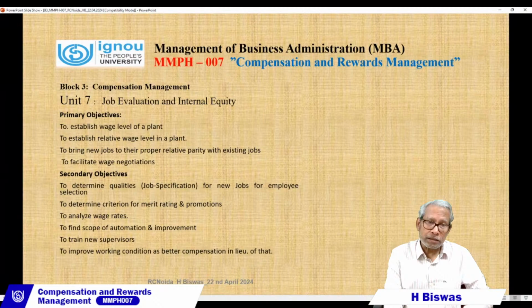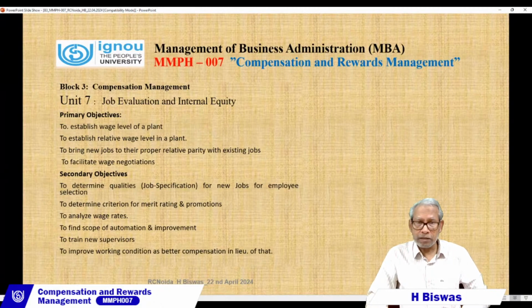Improve the working conditions, with better compensation in lieu of that, because where they are working, their atmosphere and surroundings have to be improved: pure drinking water, the amenities, the environment, the AC environment, everything required for the human, for getting the maximum output from the human, so that their productivity can be increased. So that part has to be considered.